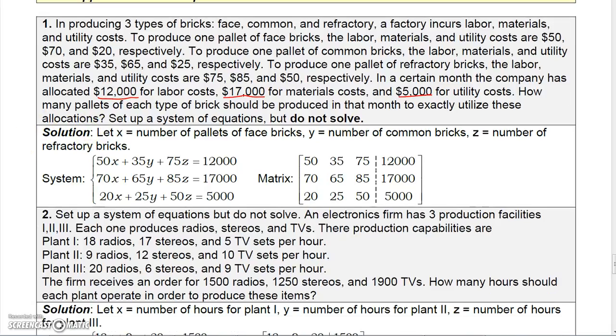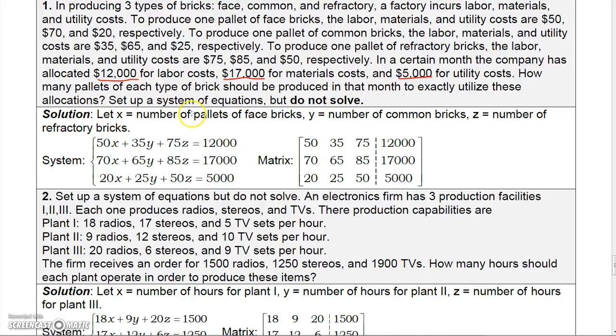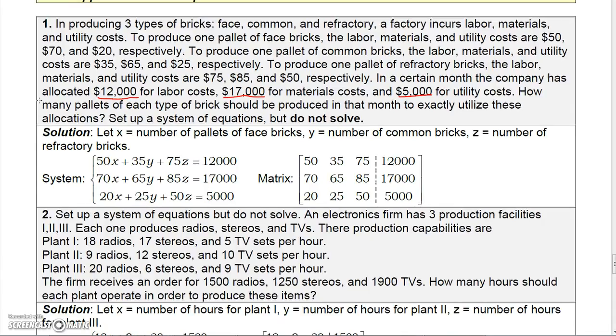exactly utilize these allocations. And the exactly portion is important because in linear programming, which is something you might run across if you take a business math class, you actually don't exactly utilize the materials. You might use less than or equal to the materials. But since it says exactly, we're going to have equations. Okay, so our variables are going to be the number of pallets of each type of brick: number of pallets of face brick, number of pallets of common brick, and number of pallets of refractory bricks.